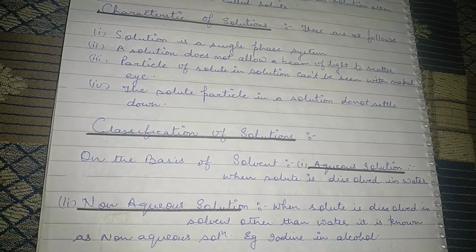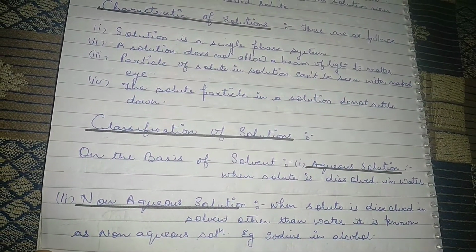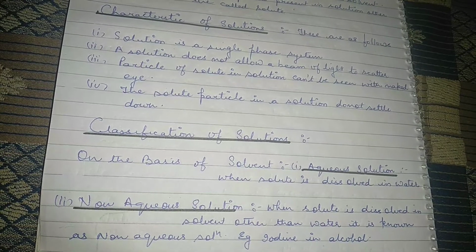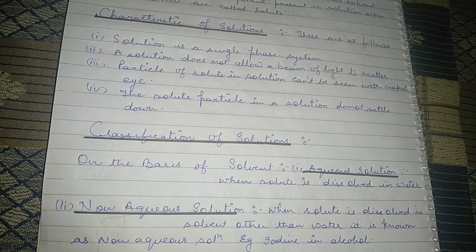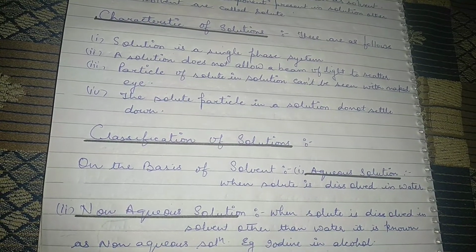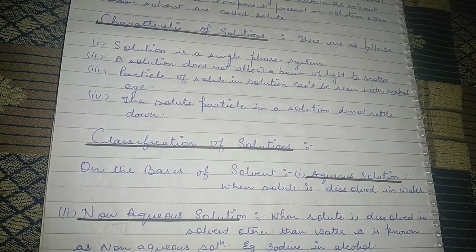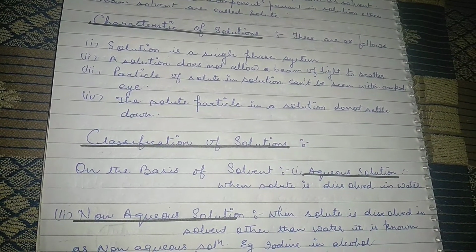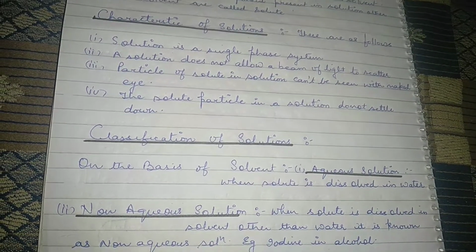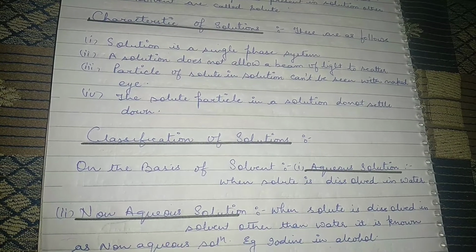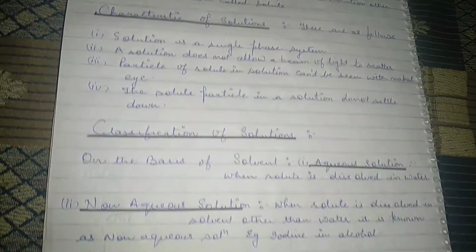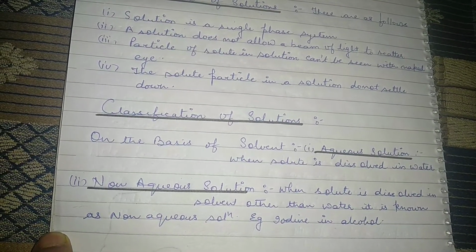So on the basis of a solvent, it can be classified into, first is aqueous solution. Whenever solute is dissolved in water, that kind of solution is known as aqueous solution. Whenever we dissolve any solid in water, what do we call it? Aqueous solution. Just I have given an example, solution of sugar in water, solution of salt in water. All right. Now coming on to the non-aqueous solution.